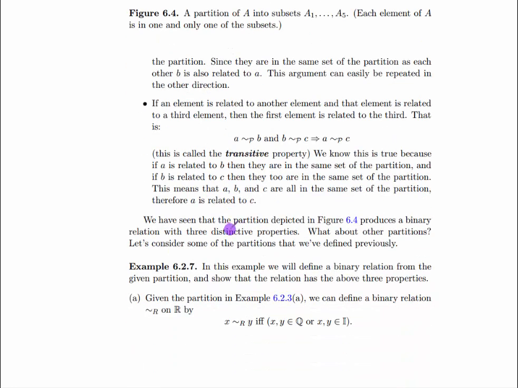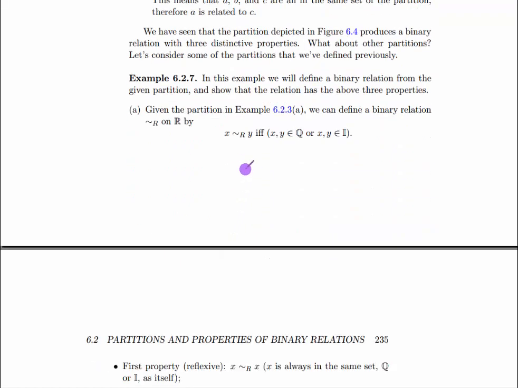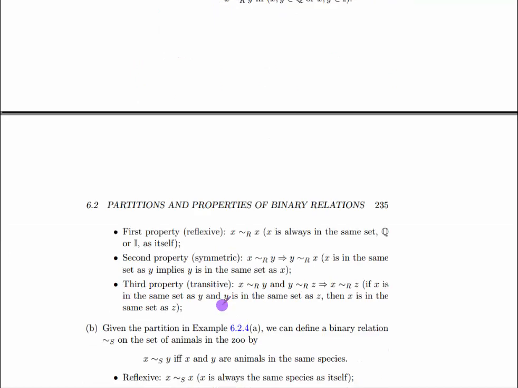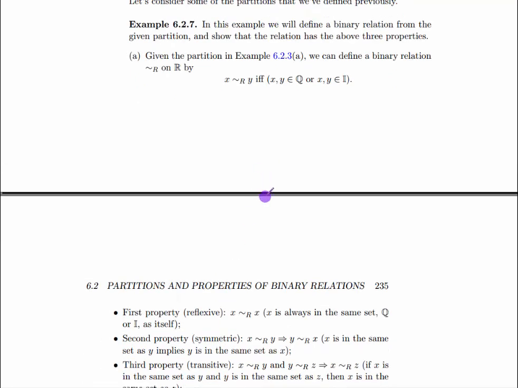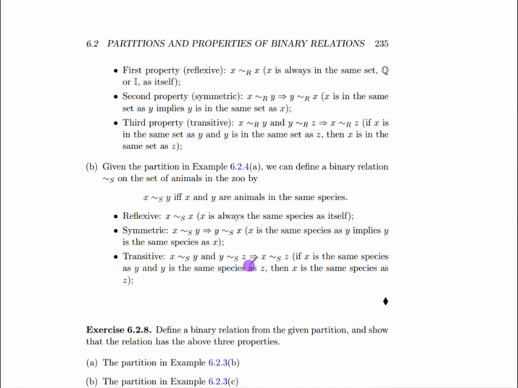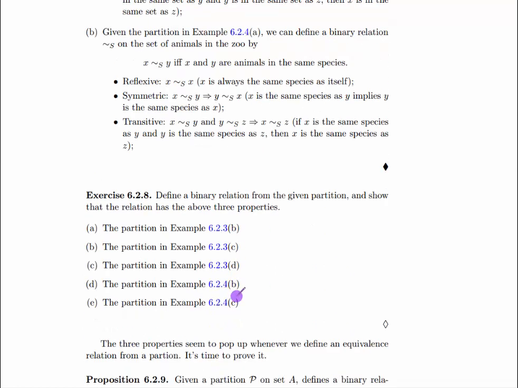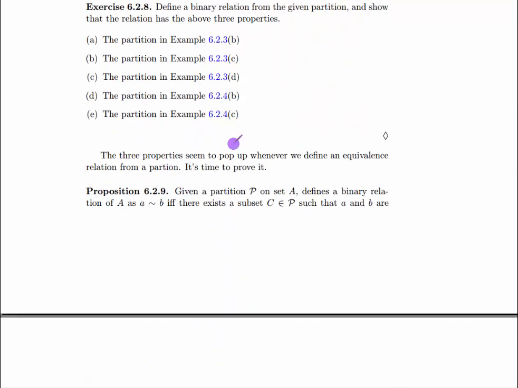Here we investigate some other partitions and the associated relations, and we can verify that, in fact, for these other partitions, the reflexive, symmetric, and transitive properties still hold. You can read through this example, and there are also some exercises where you're supposed to show the same thing. The upshot is that whenever we define a relation from a partition, that relation seems to have these 3 properties.